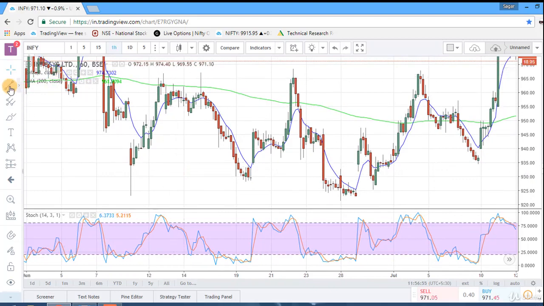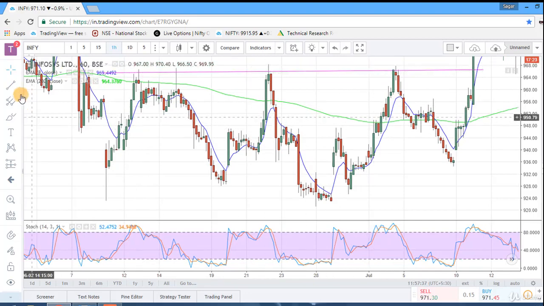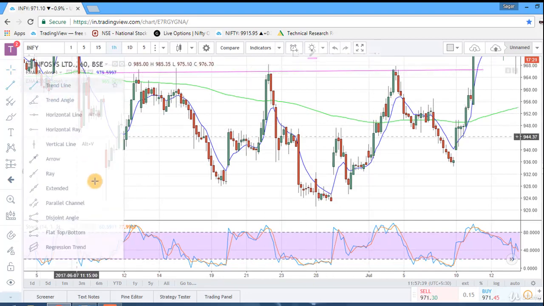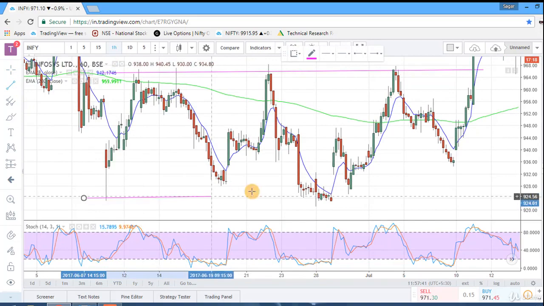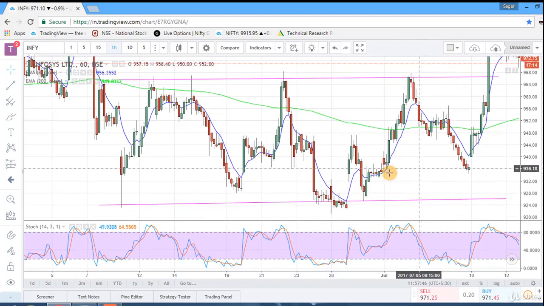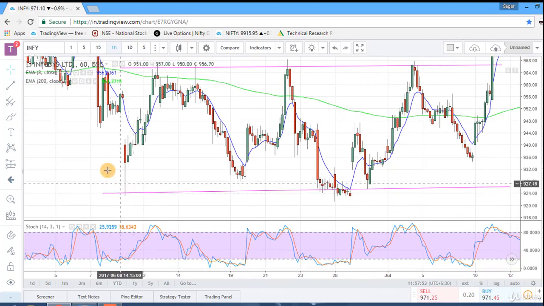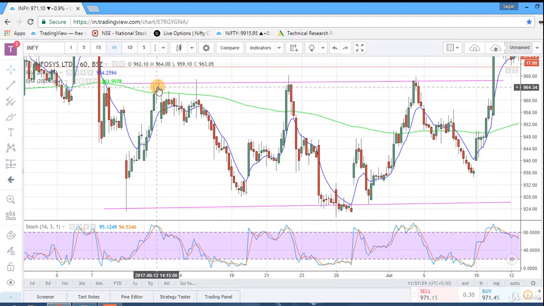If we draw the resistance line and support line, this is the resistance line, and now we will draw a support line. This is the support line, you can see. So the stock is moving in this range, between the upper limit and lower limit. Now see, we will buy here, and this is the first candle, we will buy here when touching the support line and sell here. This is the candle when we will sell. This is the candle touching this resistance line.